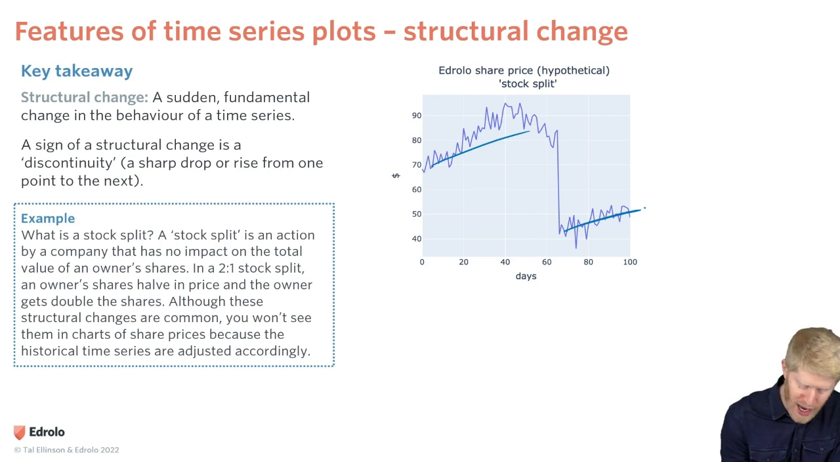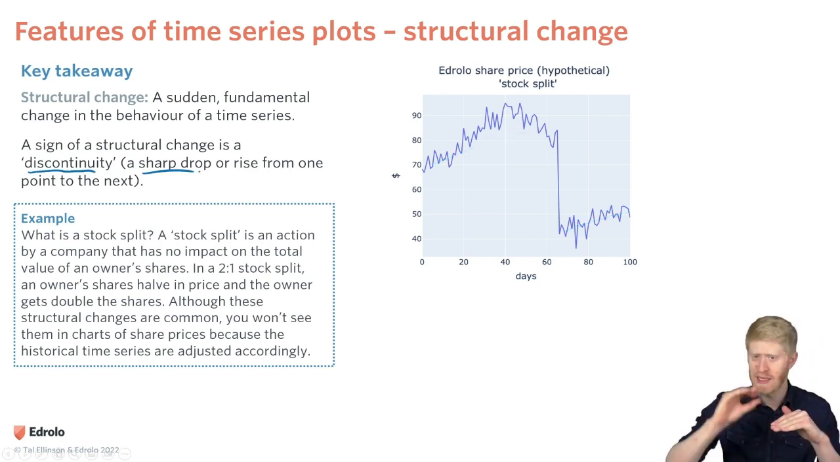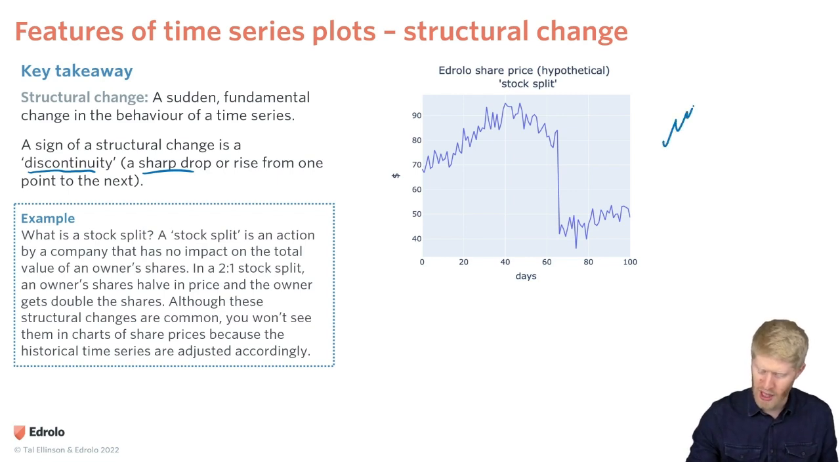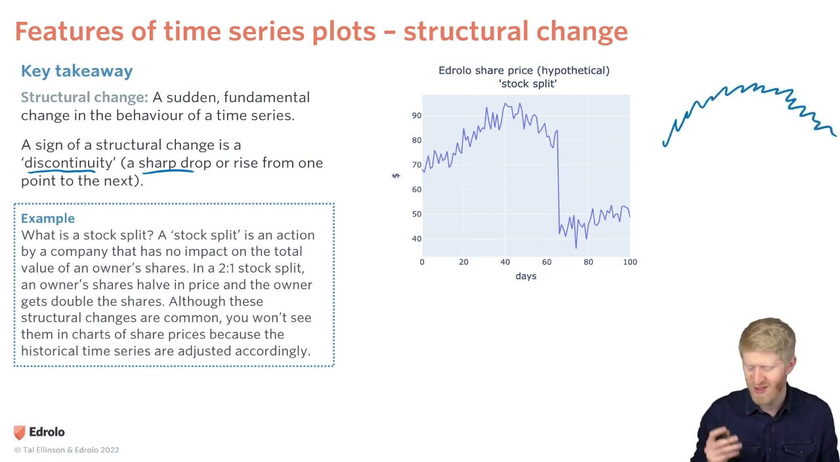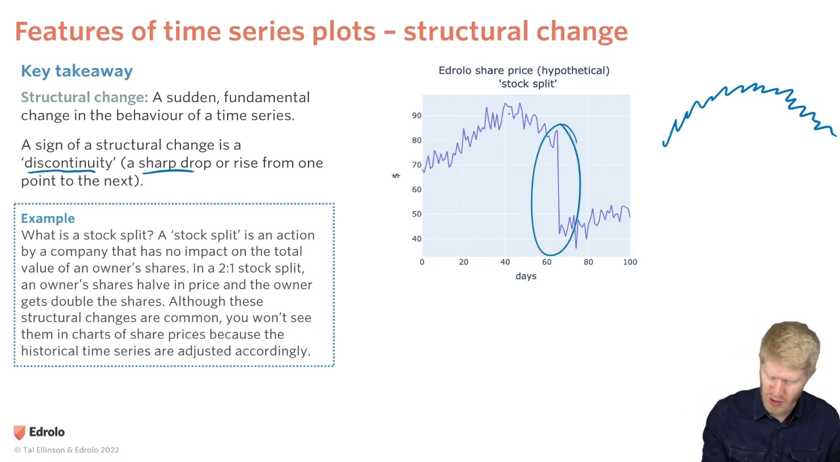One sign of a structural change is something called a discontinuity, which is this kind of sharp drop, a real significant difference, right? If we're just doing a general sort of change in trend, we're not really calling that a structural change. That's just the trend changing. This discontinuity really represents structural change.